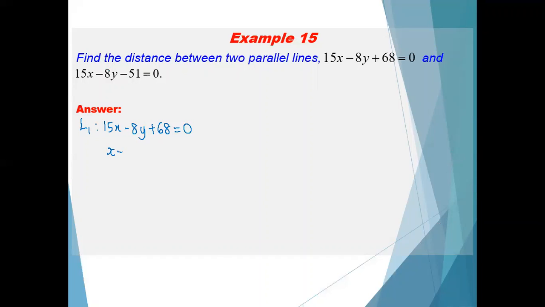Okay, so we take x is equal to 0. So what is y? Substitute in here, and we will get negative 8y is equal to negative 68. So what is y? y is 17 over 2. Okay, so the next line, L2, which is 15x minus 8y minus 51 is equal to 0. We take x is equal to 0 because we want to get a point. You can make x equal to 0 in line number 2, any line is fine, because it will pass through zero.